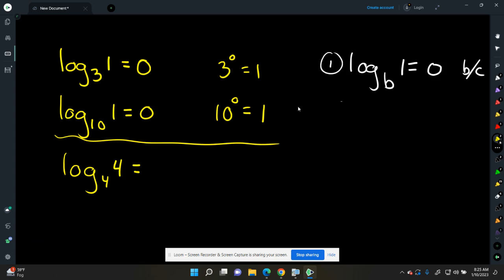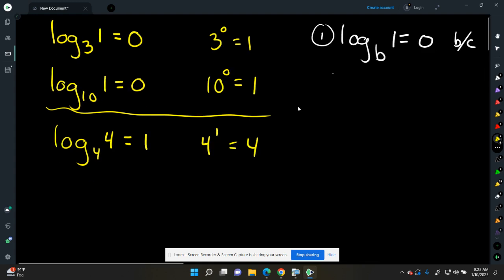Log base 4 of 4. Gavin, what is log base 4 of 4? 1, right. Log base 4 of 4 is 1 because 4 to the first equals 4. Okay.